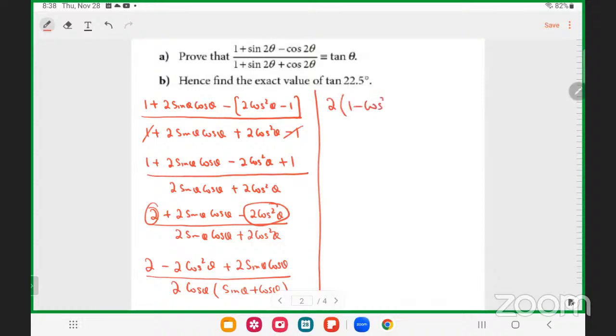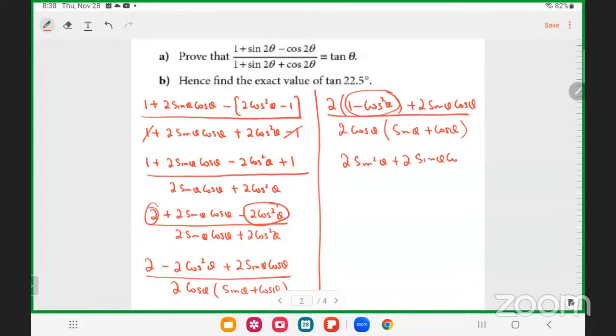1 minus cos square theta plus 2 sin theta cos theta over 2 cos theta sin theta plus cos theta. 1 minus cos square theta is sin square theta. So 2 sin square theta plus 2 sin theta cos theta over 2 cos theta sin theta plus cos theta.